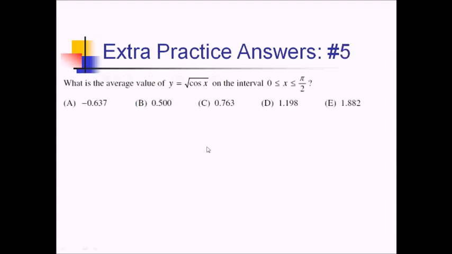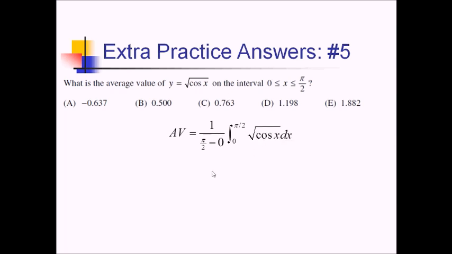For this calculator question, we're trying to find the average value of radical cosine on the interval from 0 to pi over 2. Let's set up the integral, and then we'll plug it in our calculator. So for this, we need the average value formula. That's 1 over b minus a times the integral from a to b of the thing you're averaging. So in this case, we have 1 over pi over 2 minus 0, which of course is just pi over 2, times the integral from 0 to pi over 2 of radical cosine.